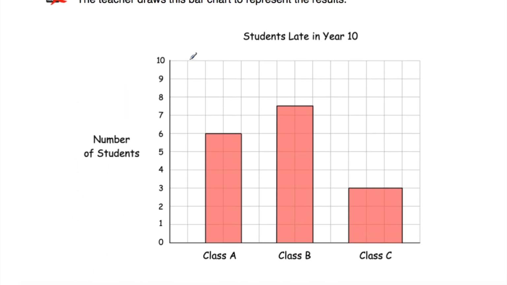So mistake 2. We need to find another mistake. So let's go through some of them. Let's look at the gaps between them. 2, 2, 2. That looks okay. In terms of the axes, the vertical axis, does it start at 0? Yes, it does. That's good.